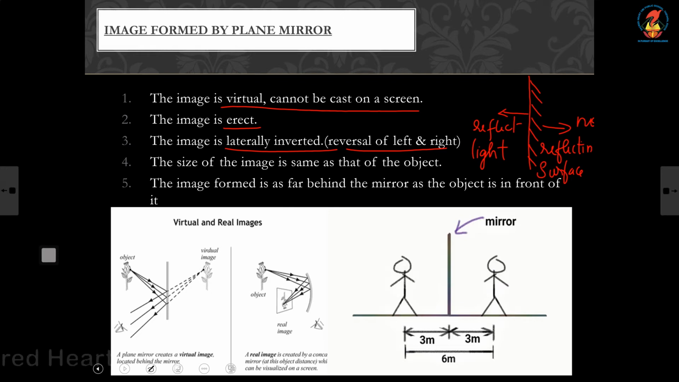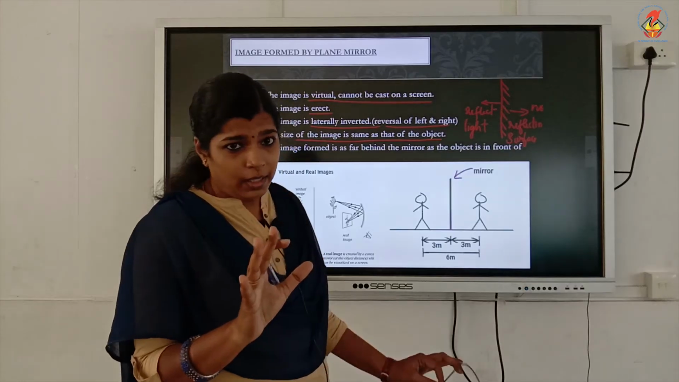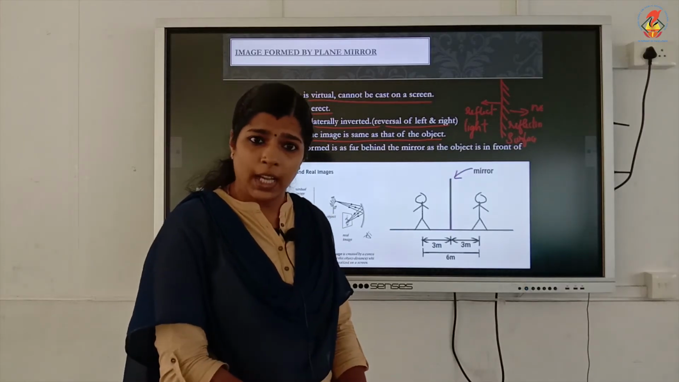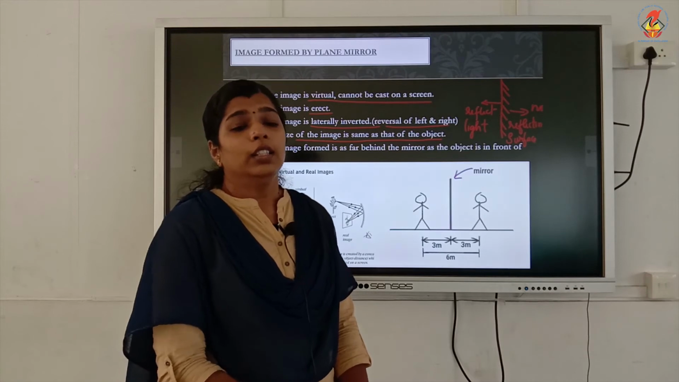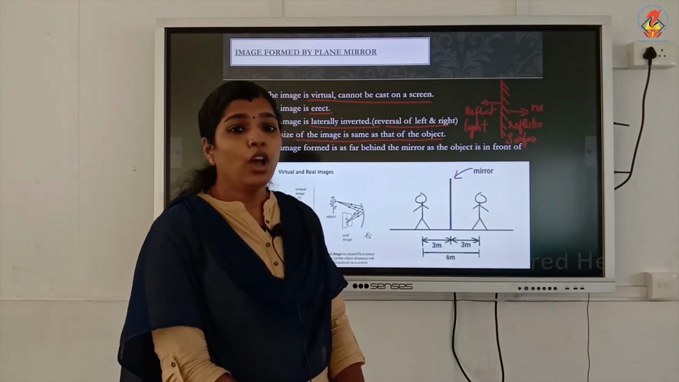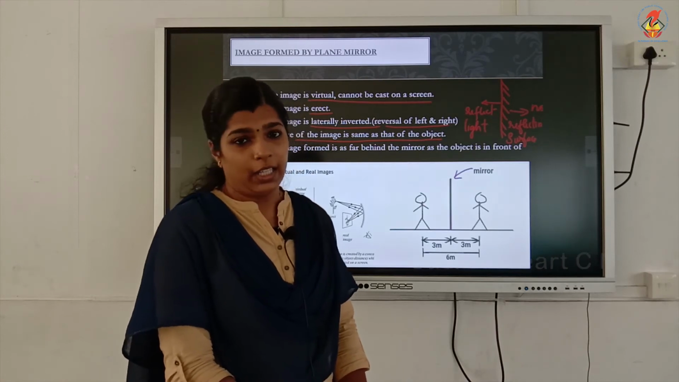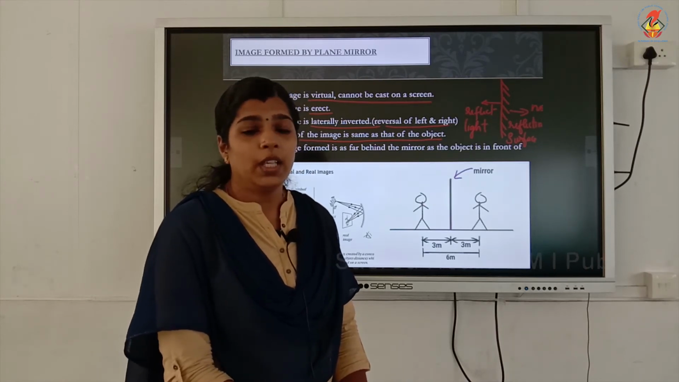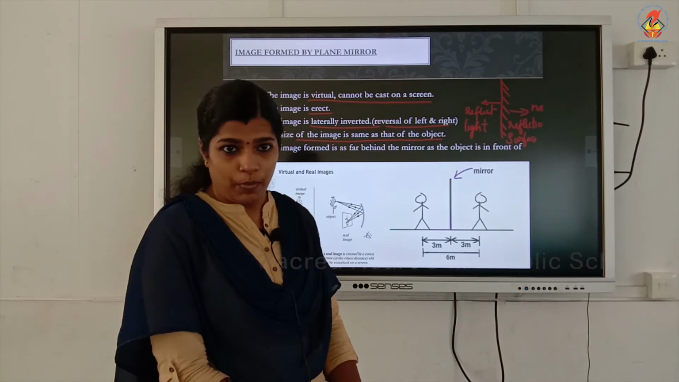Then the size of the image is the same as that of the object. Means if the image is 5 cm in height, then the object is 5 cm in height, and the image is also 5 cm in height. That is, the size of the image is the same as that of the object.